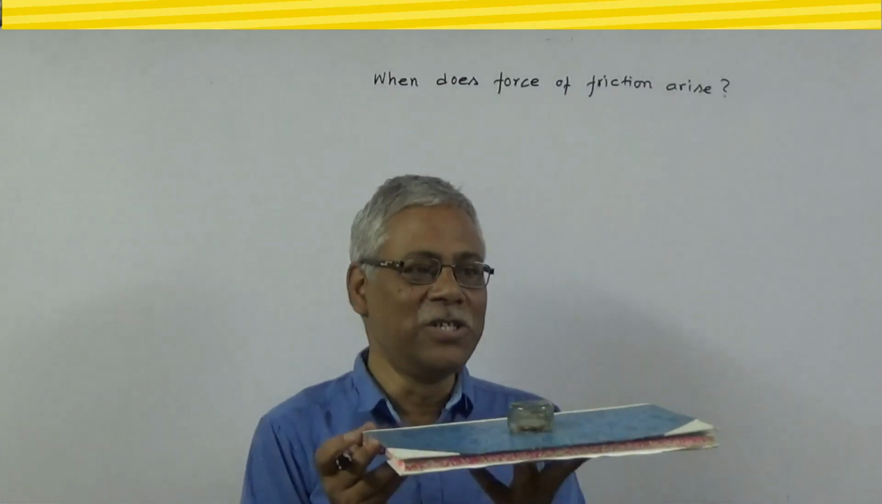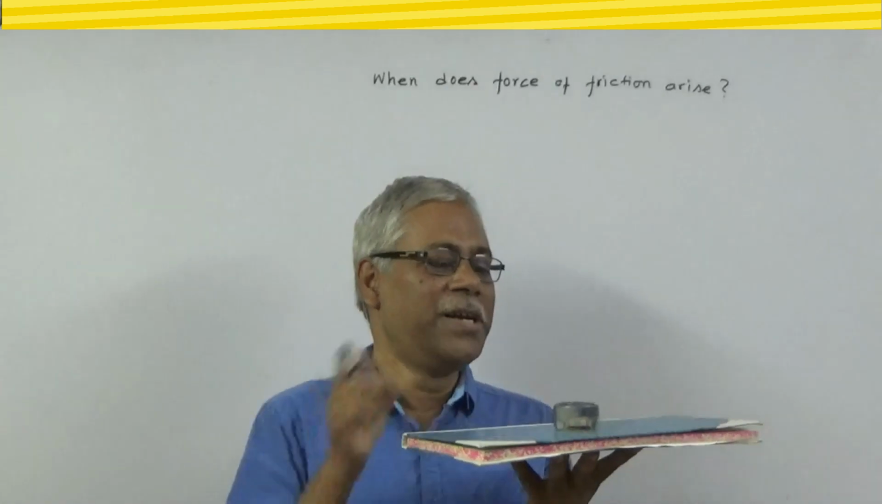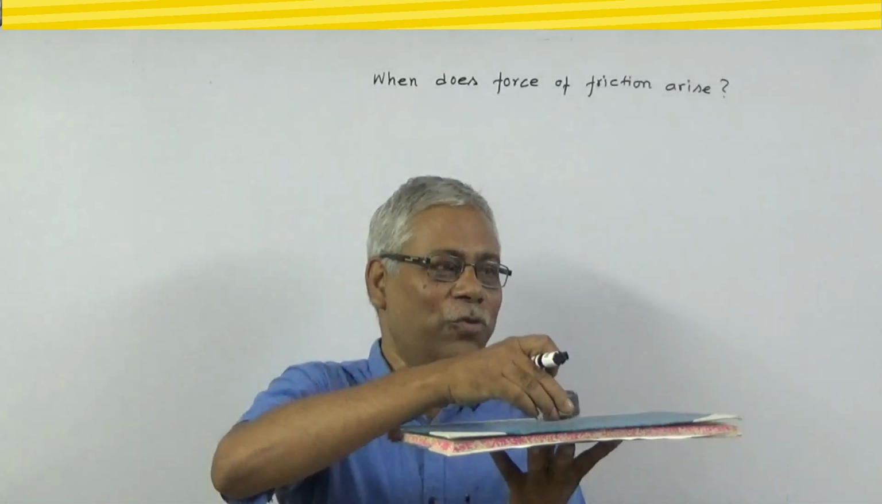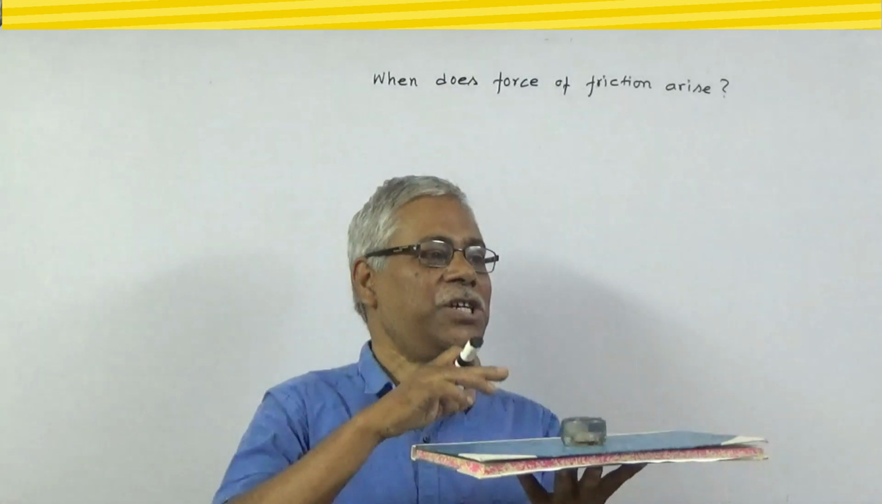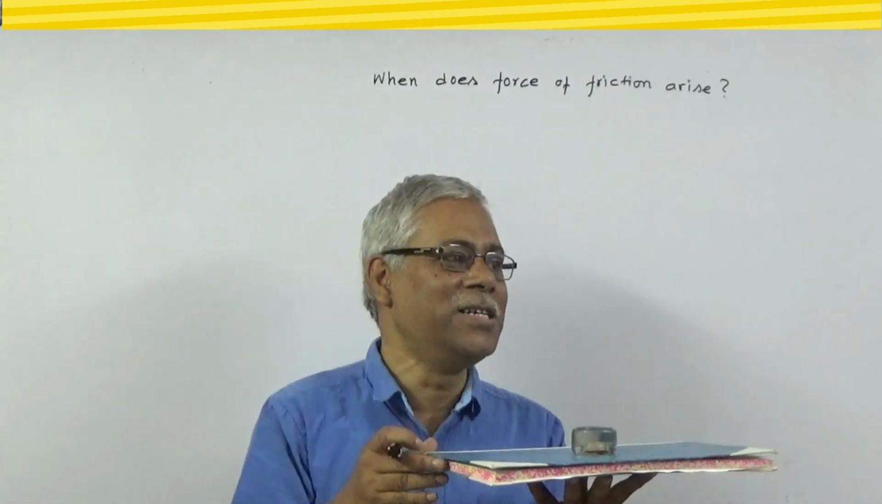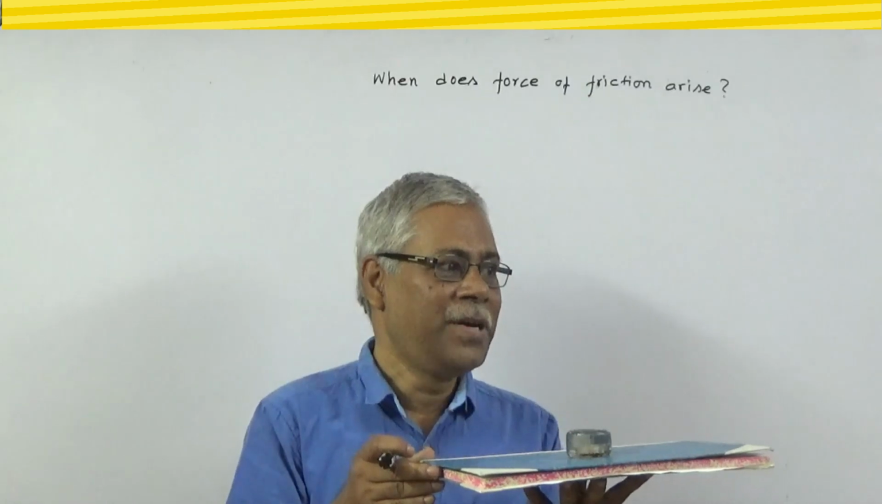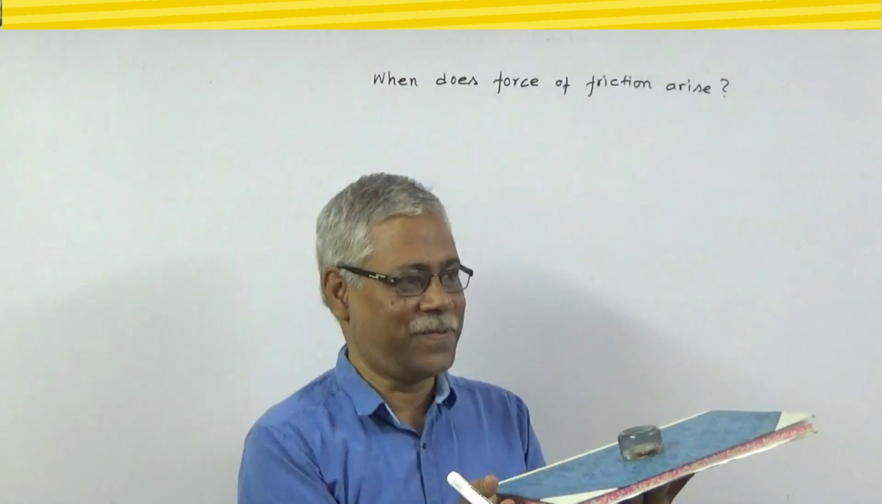In this position there is no relative motion. This body is not moving with respect to this surface. So friction will not arise as there is no relative motion. Now let us tilt the surface.